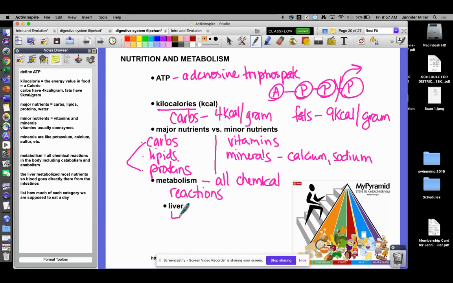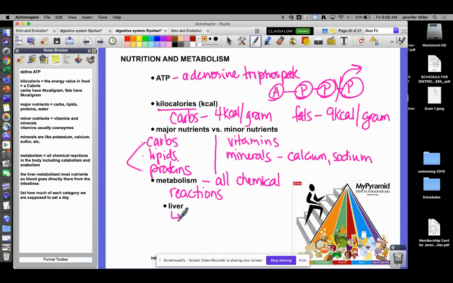And the liver is one of the main organs that helps us metabolize our products, our substances. Basically, straight from the intestines, a lot of our food products go into the liver to then be directed to other areas of the body. So the liver helps us to control those chemical reactions and where those products are going to go.